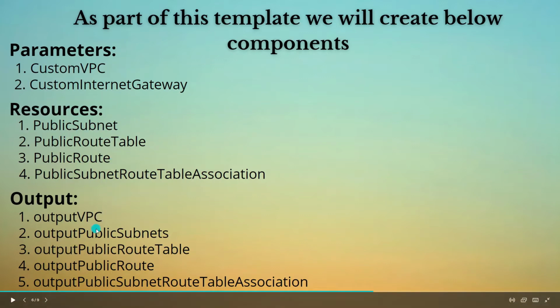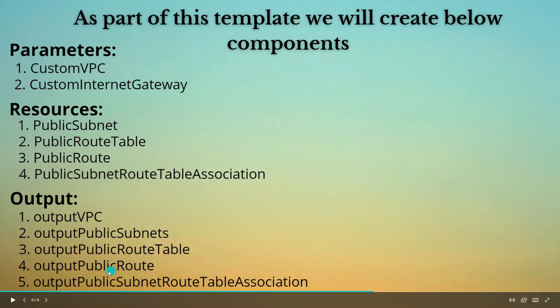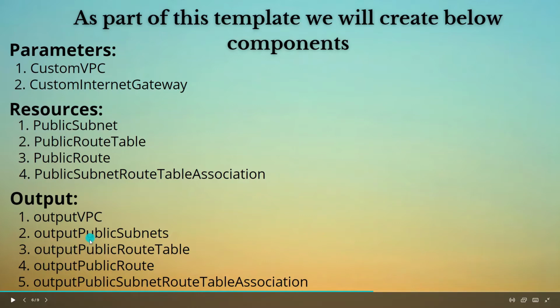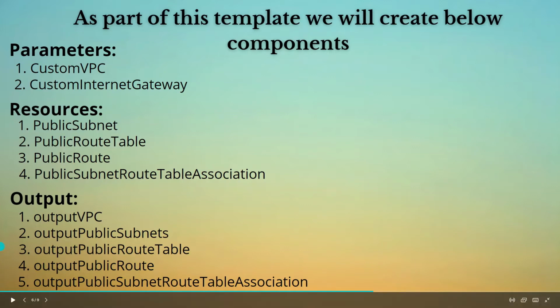After writing the resources, we are going to make sure that we write the outputs. If you see in outputs, we have mentioned output VPC. This would give us the same VPC ID that we have mentioned in the parameters. Then output public subnet, the resource which would be created as part of the public subnet. The same for the public route table and association. So whatever resources would be created as part of this template, the IDs of those specific resources would be printed as part of our output in our CloudFormation implementation, and we can see that from our CloudFormation dashboard. So let's go ahead and start coding.